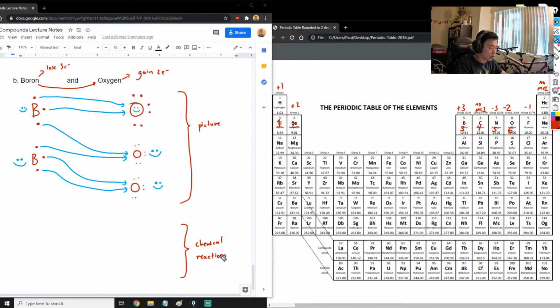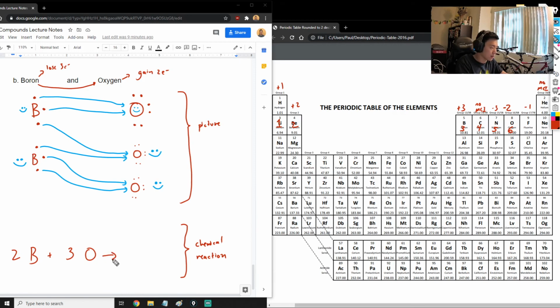Okay, so we're going to start off with our starting materials. It looks like we have two different boron atoms, so we'll write 2B. They're going to react with 1, 2, 3 oxygens, so 3 oxygens. And again, they're not combined, they're separate, so we have to write it like this. Do not write it like that, because that means they're stuck together.